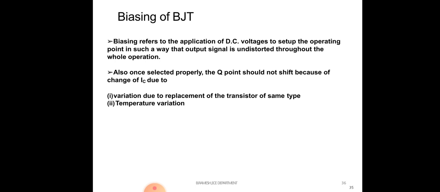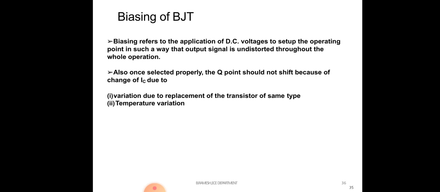If the operating point changes, you will not get the faithful amplified signal. When your operating point is exactly in the active region or mid position, you will get the faithful amplified signal. Okay, so your operating point varies due to two reasons. One is replacement of the transistor, another one is temperature. So with these two reasons, the operating point may be changed.